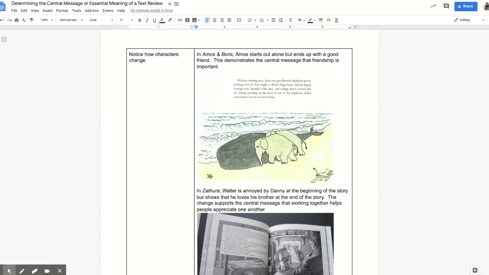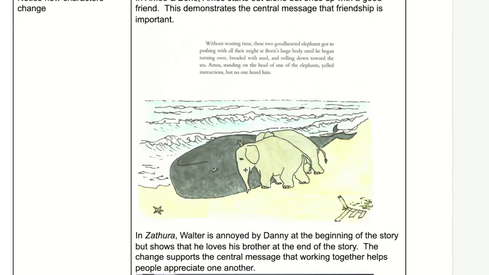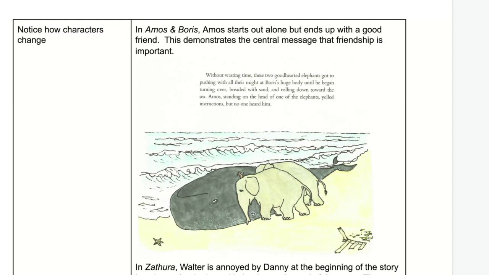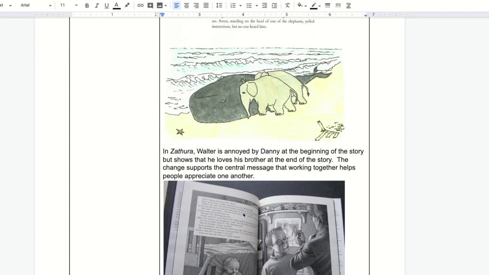In module 1, in Amos and Boris, Amos starts out alone but ends up with a good friend. This demonstrates the central message that friendship is important. So you see here on this page, at the end of the story, Amos is able to help out Boris, and that is because of their friendship. And so we see that Amos changes from the beginning of the story when he's stranded alone and off into the ocean to travel, to at the end when he finally goes home, he's able to display his friendship to Boris by helping him out.